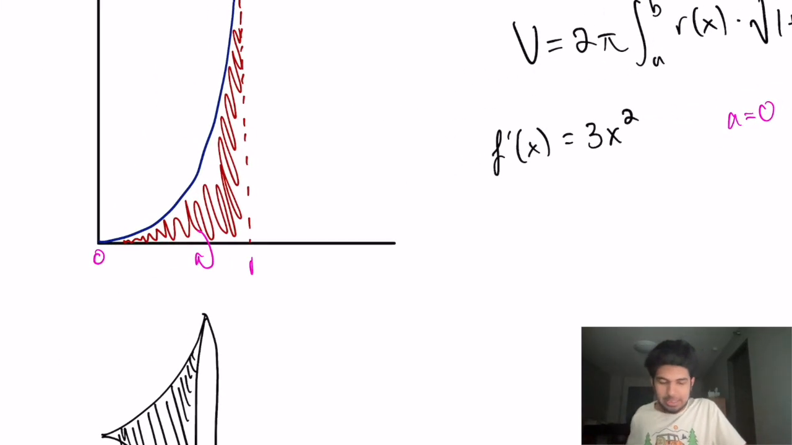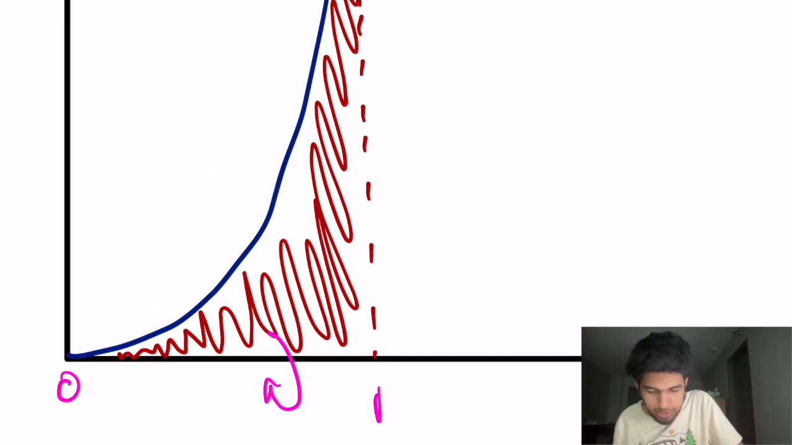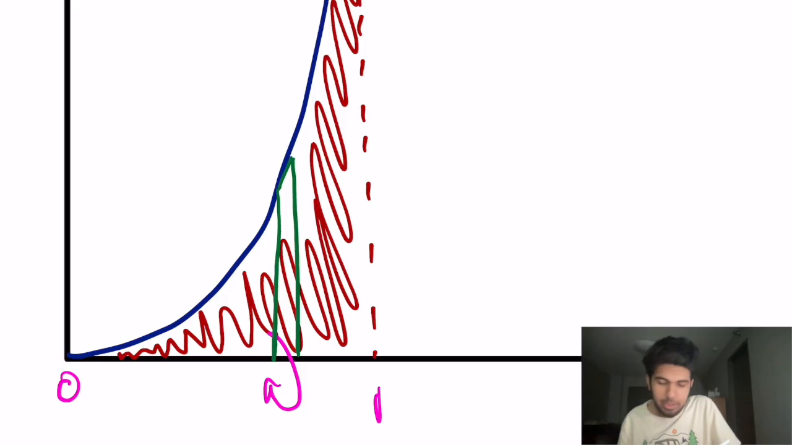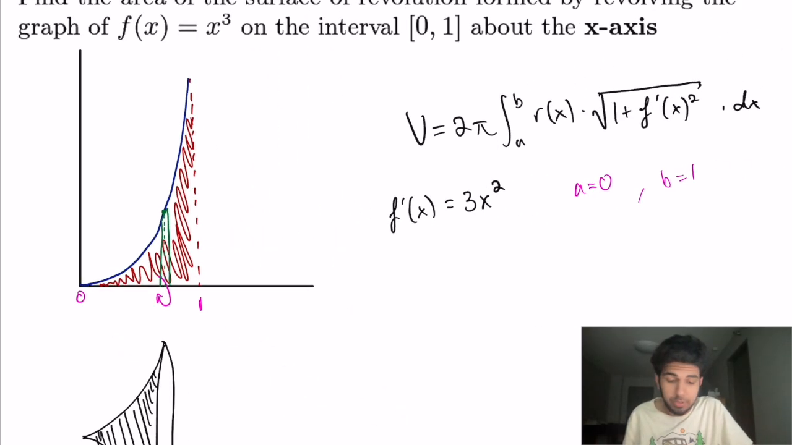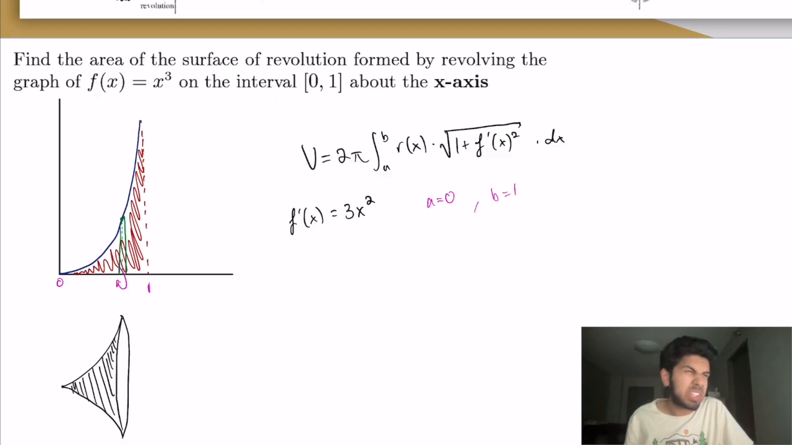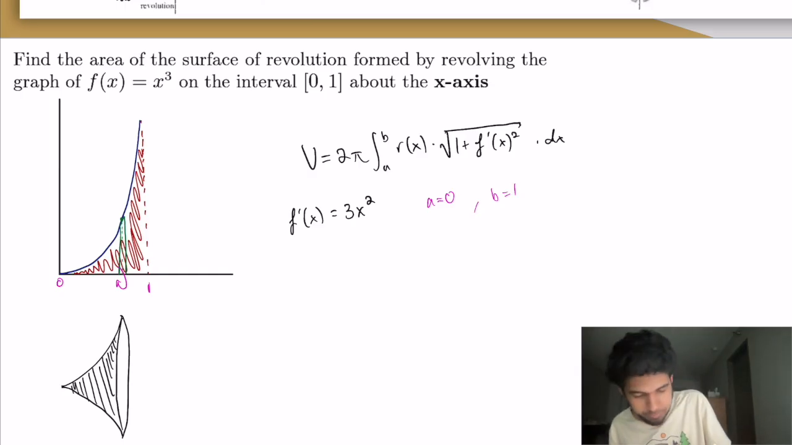And remember, the radius, if we were to draw one of our little frustums here, the radius was the distance from the axis of rotation to the function at the middle point. So in that case, it would be here, which is the function value at our value of x, right? That's what we're looking at. So it's the function value, which in this case is just x cubed. So with that, we can plug it into our formula.